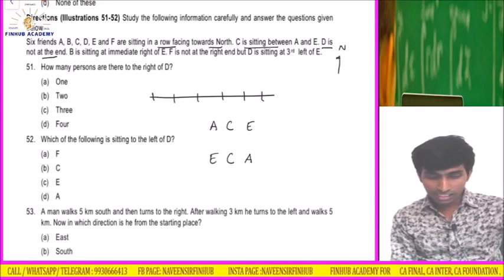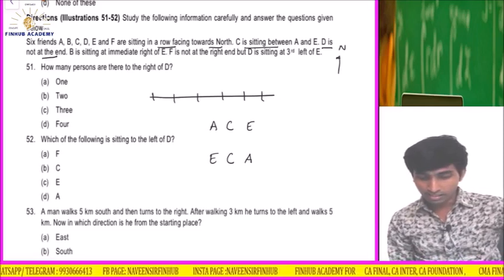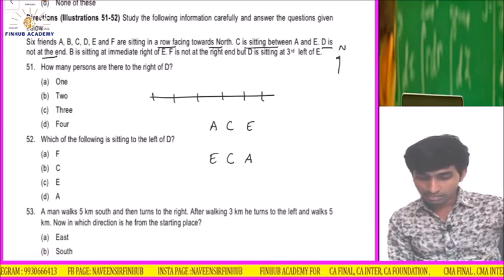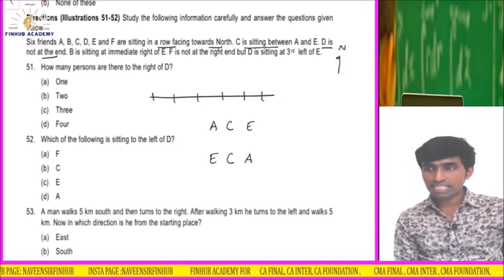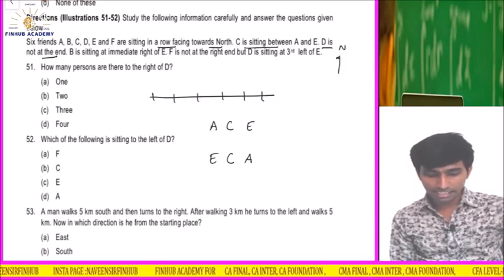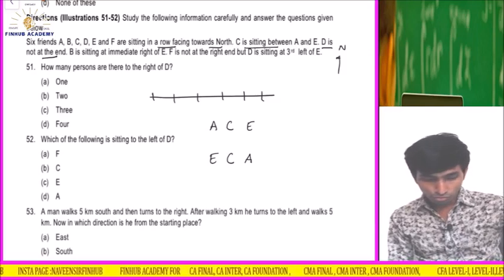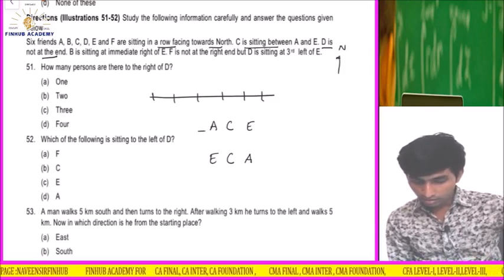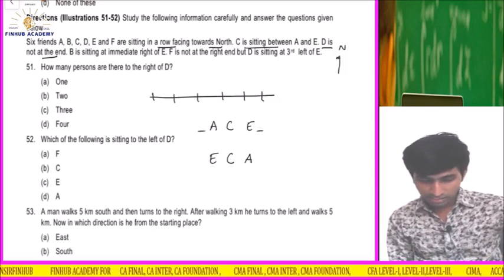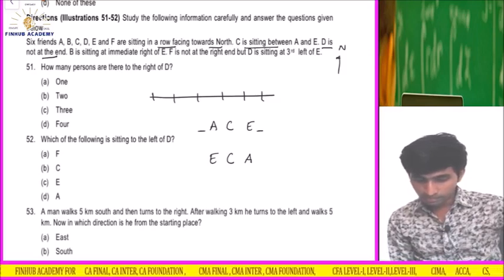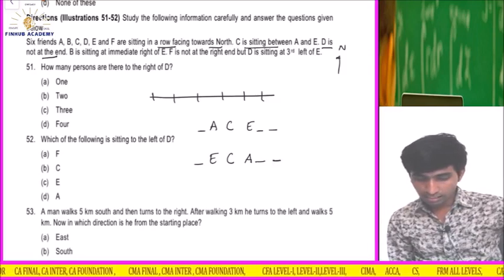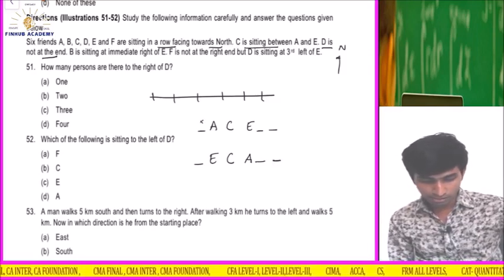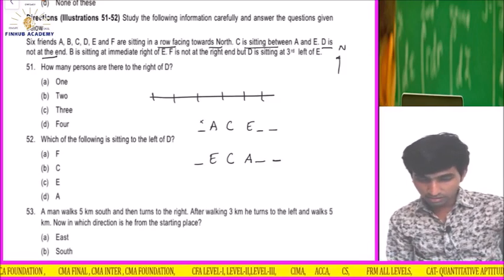D is not at the end, means if A, C, E is there, D is not at the end, means what? D can't be at the end. How many friends? 6 friends: 1, 2, 3, 4, 5, 6. D can't be at the end, so D will not be here, that is what they are saying. Let us read further, let the question be clear.